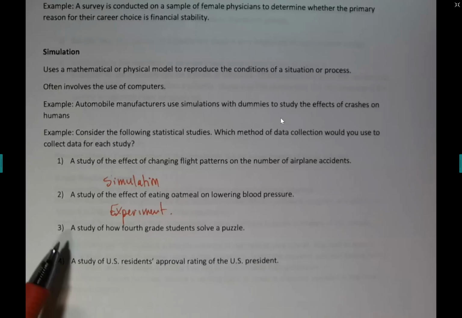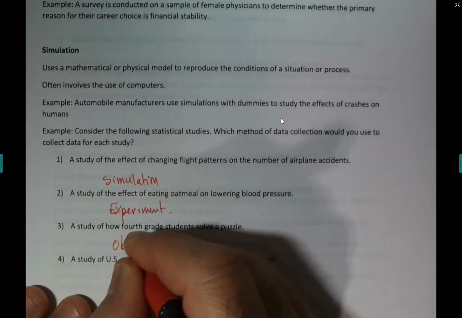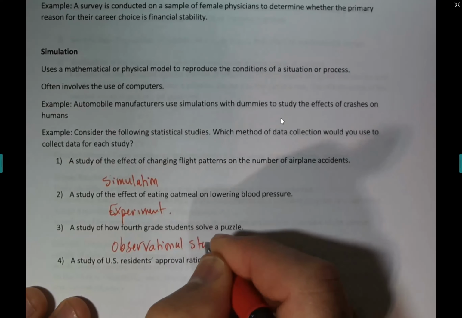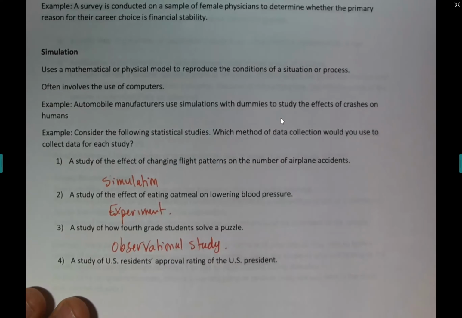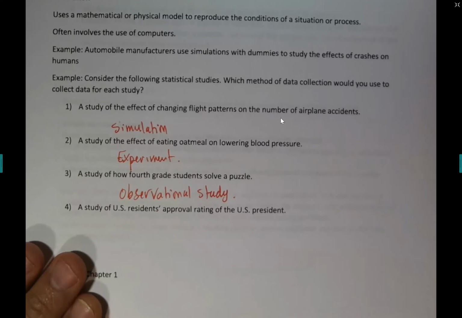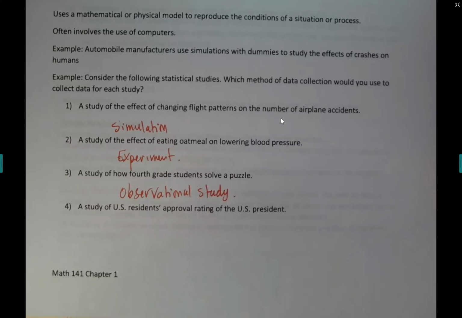Number 3. A study of how 4th grade students solve a puzzle. Observation. Yep. Observation. I couldn't agree more. I think you know the difference, guys, between the 4 categories. And then a study of US residents' approval rating of the US president. Surveys. It is a survey. Usually they survey us, even over the phone or a form that you fill out. It's a survey.